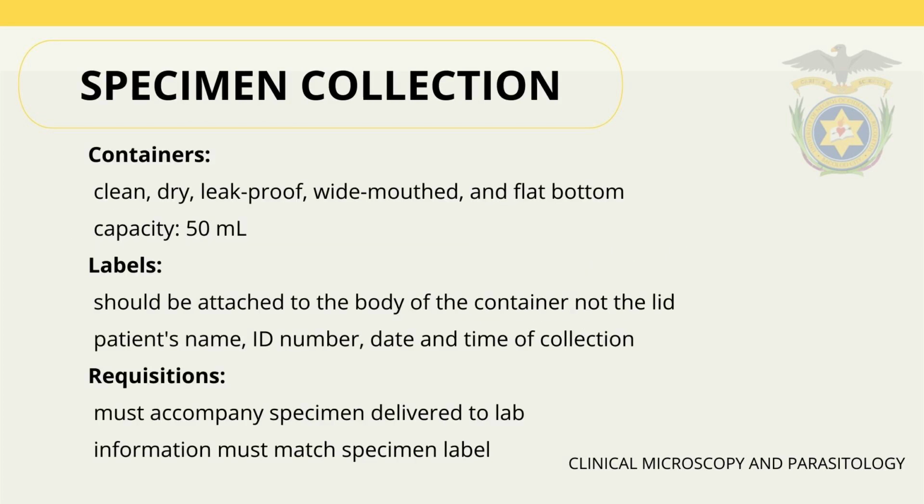For specimen collection, specimens must be collected in a clean, dry, leak-proof container, and disposable containers usually eliminate the chance of contamination due to improper washing. The recommended capacity of the container is 50 ml, and this allows for 12 ml of the specimen for microscopy and an allowance for repeat analysis, and it also gives enough room for the specimen to be mixed.